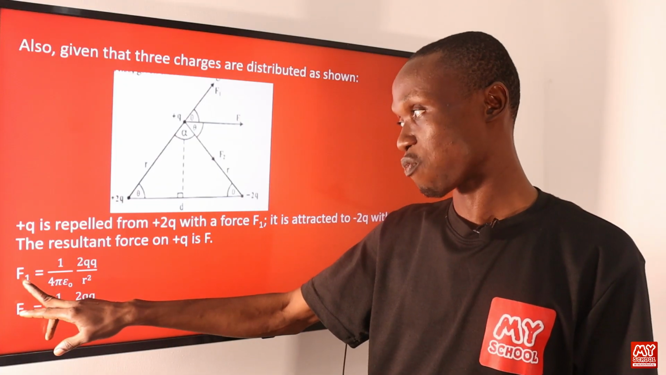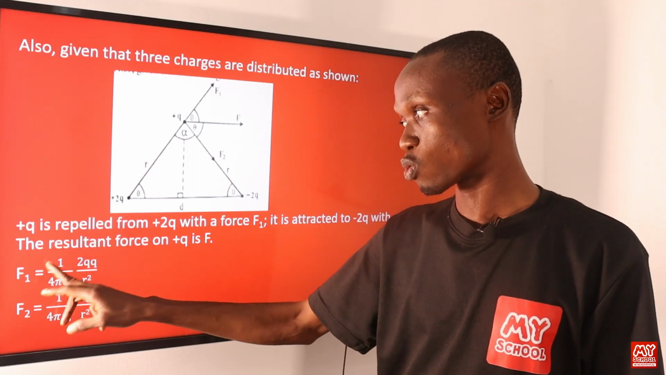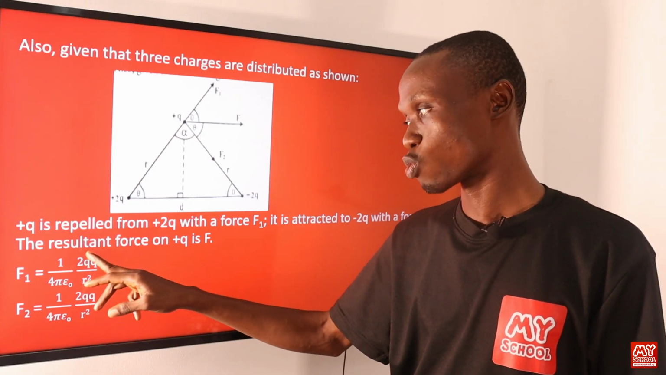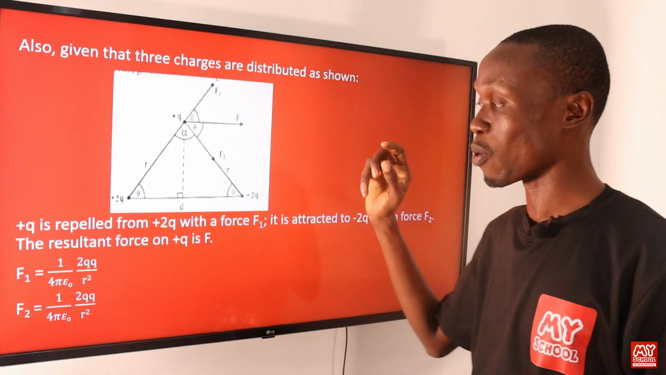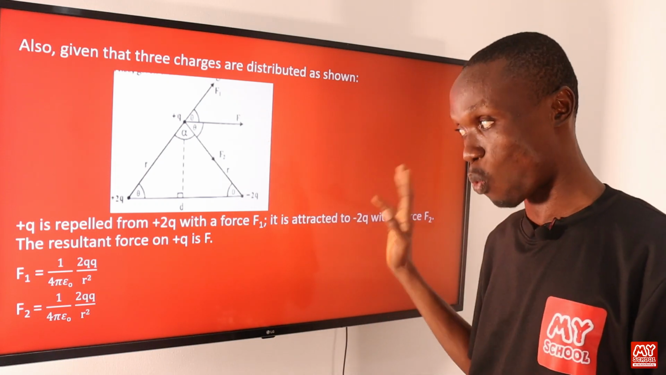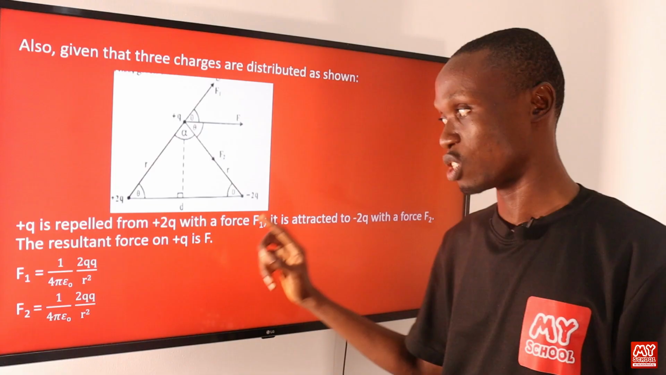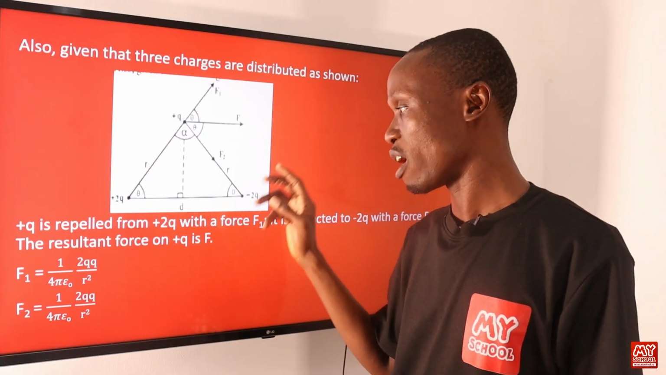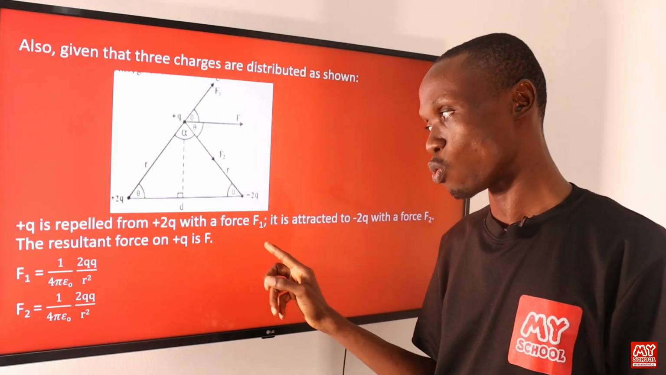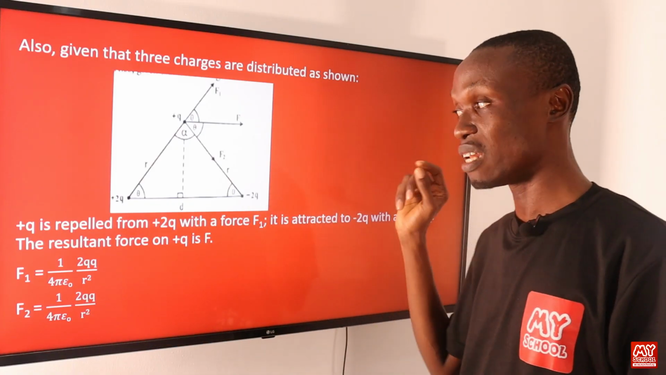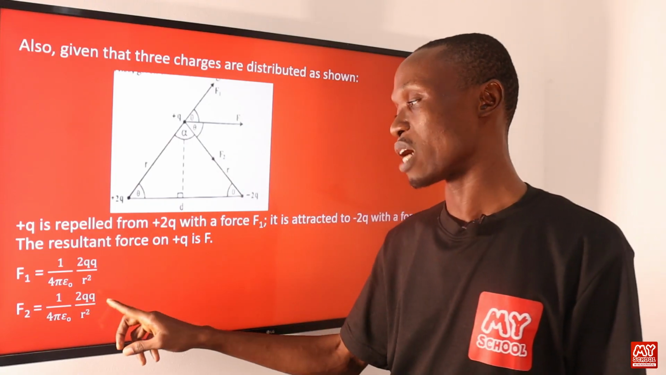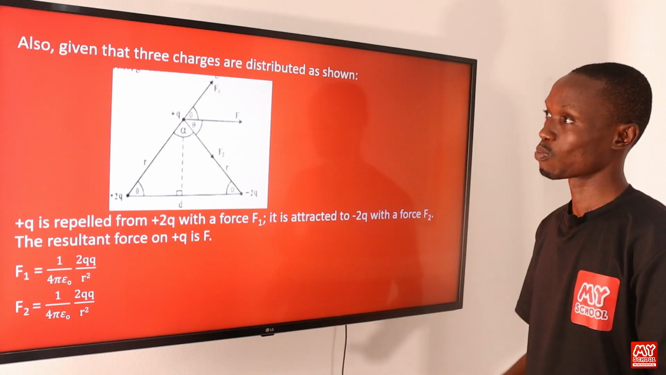So here we can calculate F1. F1 is equal to 1 over 4 pi epsilon naught, then 2Q times Q, where the 2Q represents the positive charge 2Q that repels the positive charge Q, all over the distance between those two charges, which is r squared. Then for F2, we also have 1 over 4 pi epsilon naught, then 2Q times Q. The 2Q here is for the negative charge minus 2Q, and the Q is the positive charge Q, all over the distance between those two charges. Let's move to the next slide.